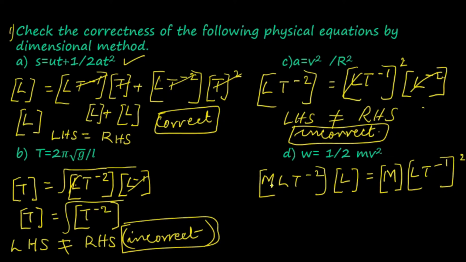Compare left hand side and right hand side. M on both sides. L raised to 2 on the left hand side. On the right hand side, L raised to 2. Then you have T raised to minus 2. Here also T raised to minus 1 raised to 2. So it becomes T raised to minus 2. So we find that the left hand side of the equation is equal to the right hand side. So this equation is dimensionally correct.